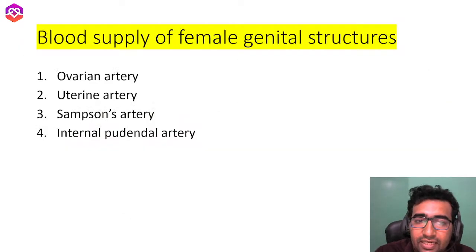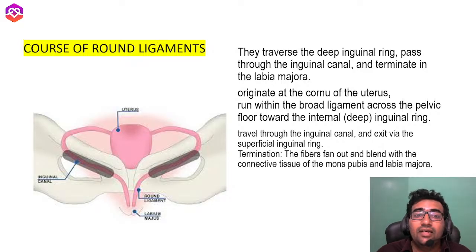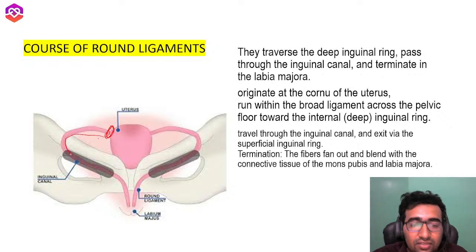Now let me tell the previous one, the round ligament. You remember, round ligament is attached to where? Round ligament is attached to the cornu of the uterus along with the fallopian tube, along with what is the other structure? Utero-ovarian ligament. This one is also attached to the cornu of uterus. This is going through the broad ligament, entering through the inguinal canal. You have the deep inguinal ring, coming through the superficial inguinal ring and attached to the labia majora. That's the course of our round ligament.